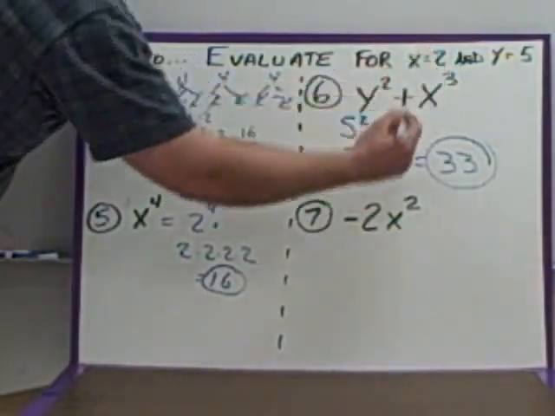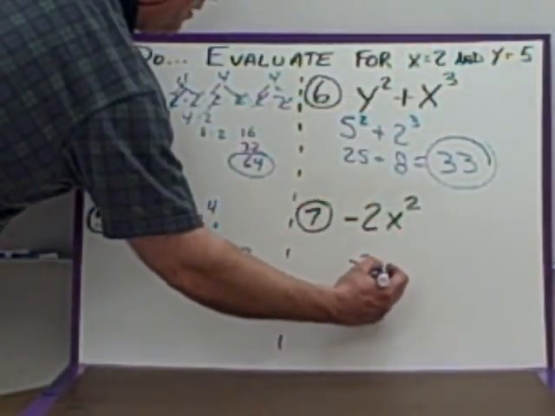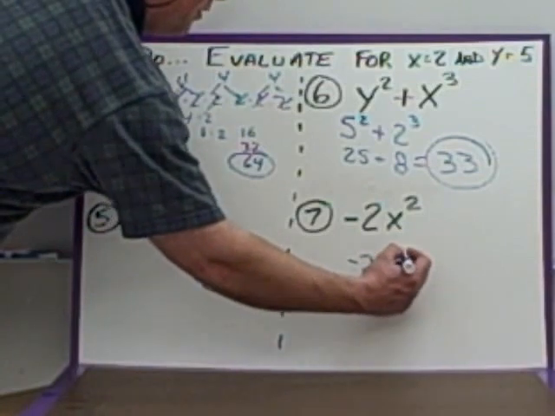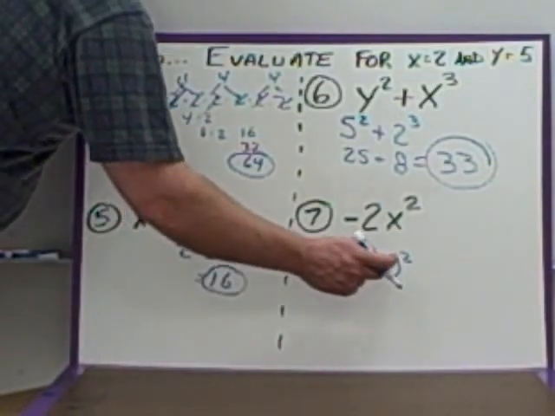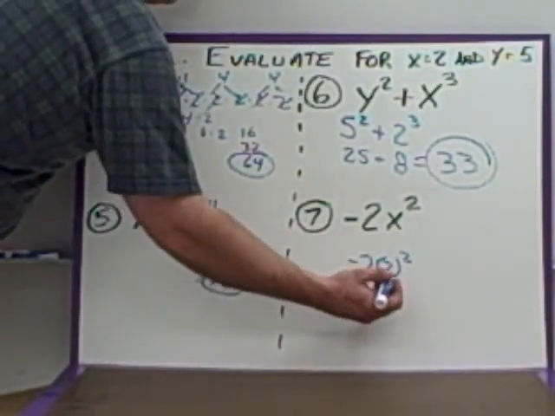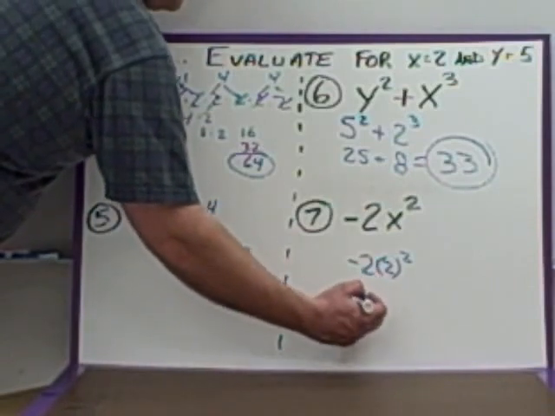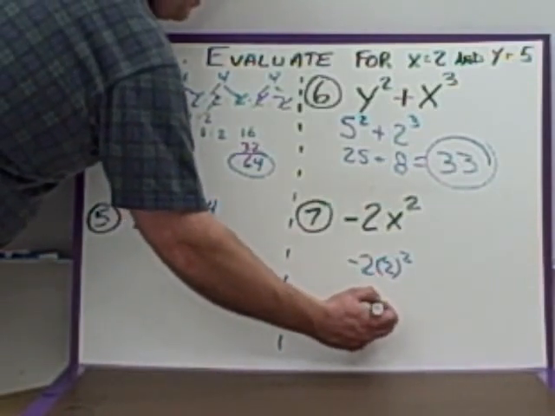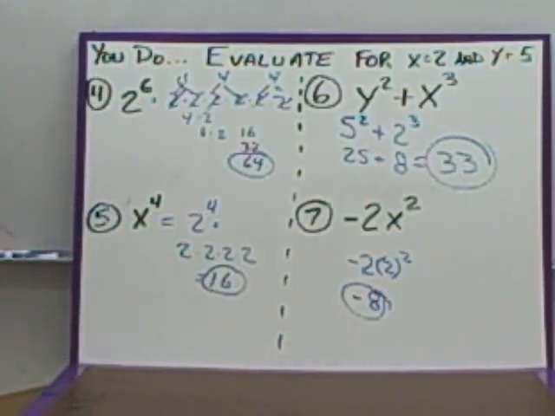Here we got to plug in 2 for x. We get negative 2 times 2 to the 2nd power. 2 times 2 is 4, times negative 2 is going to give me negative 8 for my final answer there.